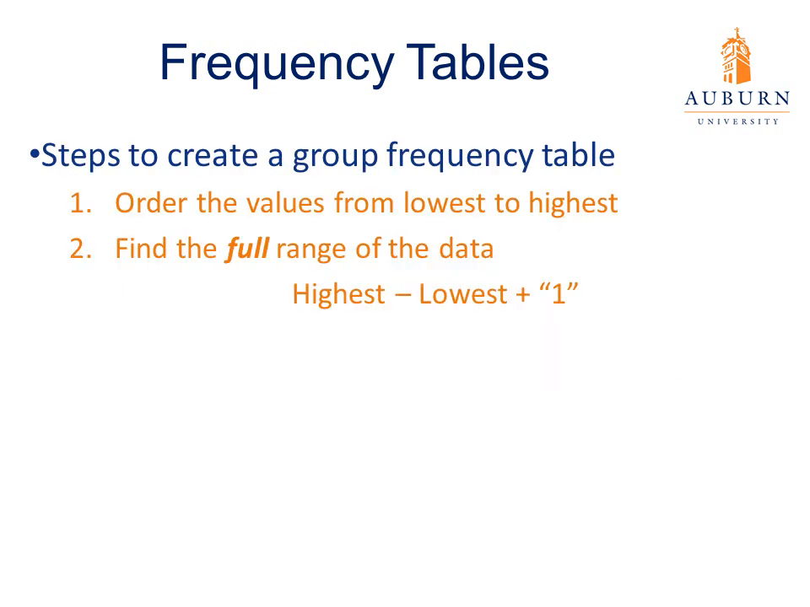Now once we've reordered our values from lowest to highest, we then want to find the full range of the data. Note that full range is different than range, and you'll be asked for both the range and the full range. The range just gives us a difference of the highest value minus the lowest value. So it tells us the values in between the highest and lowest. Whereas the full range is inclusive of all values. So we'll take the highest minus the lowest and then we'll add something.